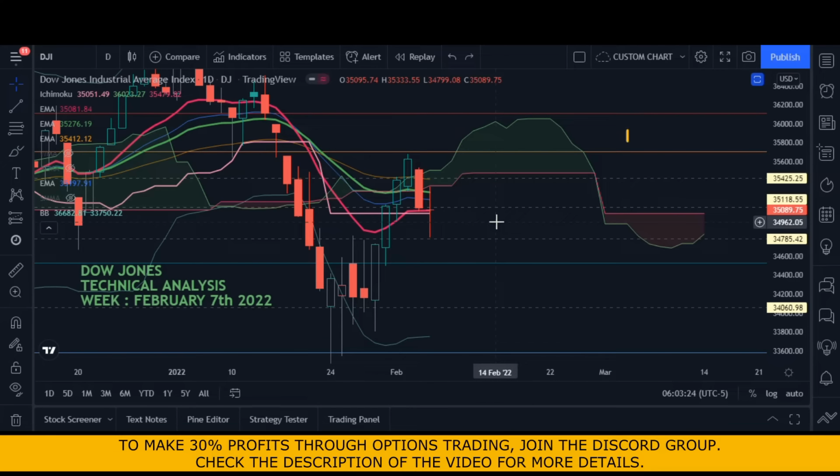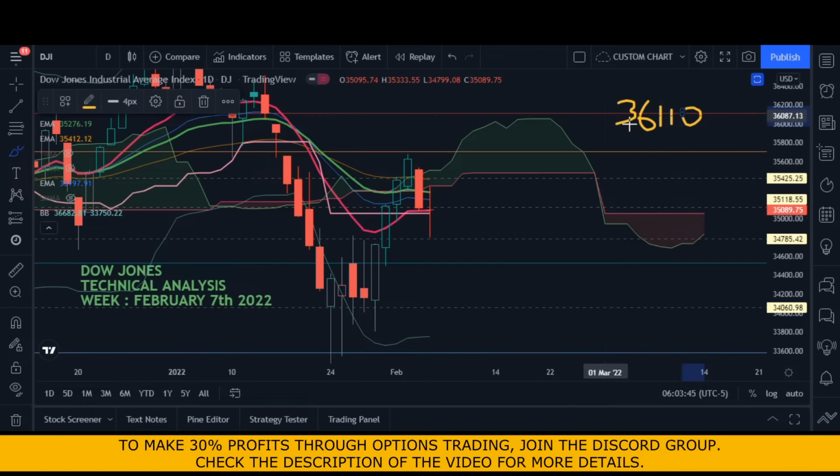Okay, so now let me write down the supports and resistances here. Supports and resistances are the same as they have been for the last many months. So this is 36,110. It is the most important resistance here, and I've told you about this 36,110 many times in my previous technical analysis. Then comes the next one.